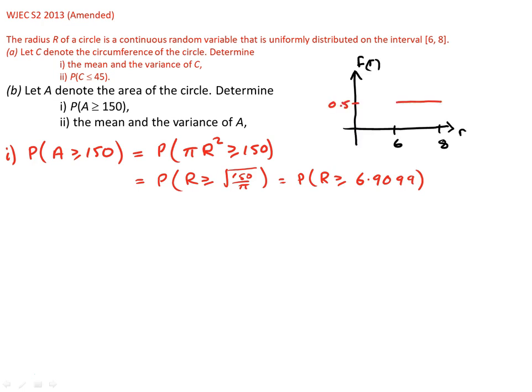So back to our diagram again. The probability r is greater than or equal to 6.9099 is the area underneath the probability density function to the right of 6.9099. So that is a little rectangle. The shaded region is a little rectangle whose height is 0.5 and whose base has size 1.0901. So the area is 0.545. So that's my probability that the area is greater than or equal to 150.